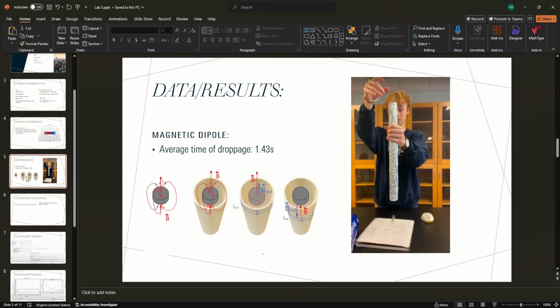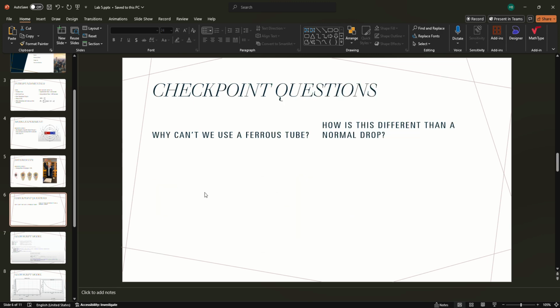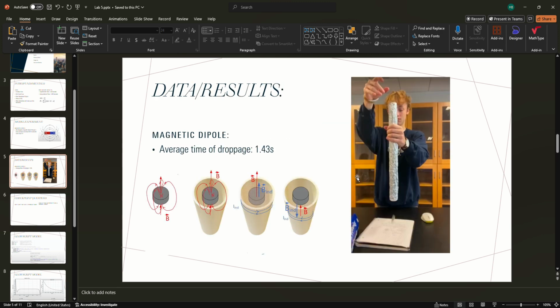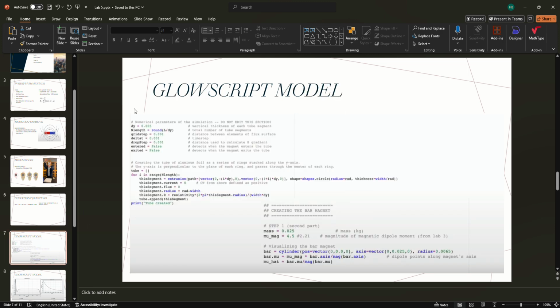Why can't we use a ferrous tube? Let's think about this for a second. If we drop a magnet, which is attracted to iron, down a tube made of iron, what will happen? It's going to stick to the side. It's not going to fall out. And how is it different than a normal drop? It slows down, right? This current isn't induced in the air or in non-conducting materials, so it's a little different. But because this is a conducting material that is also not magnetic, it's going to be able to create this induced current that will slow the magnet down, which is really interesting.